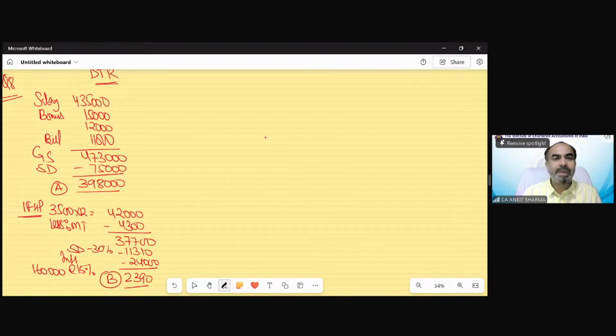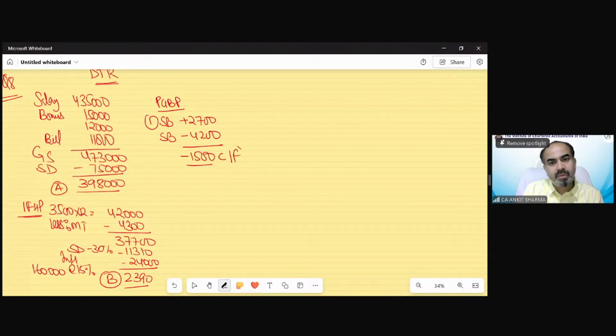After reducing interest, my income from house property would be 2,390. That would be B. Now my PGBP income. There are two speculative businesses. Speculative business 1, in which there was a profit of 2,700. Speculative business number 2, in which there was a loss of 4,200. So it can be set off. Yes, speculative business loss can be set off against speculative business income. So the net effect would be a 1,500 rupees loss, and this is going to be carried forward because it cannot be set off against any other head of income. That is my C part. Now income from other sources.